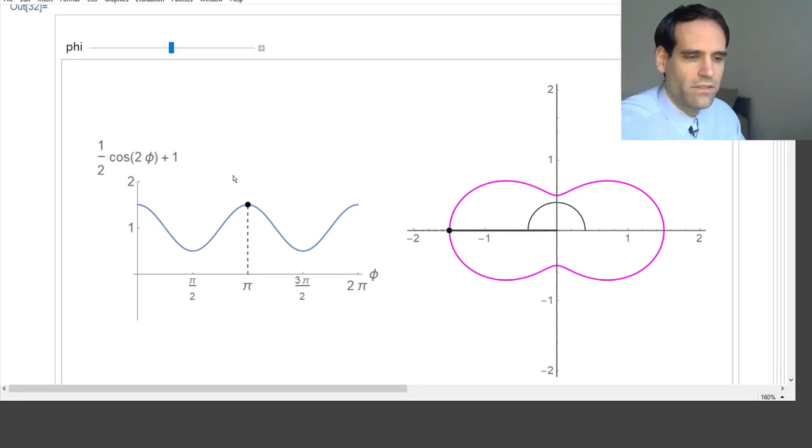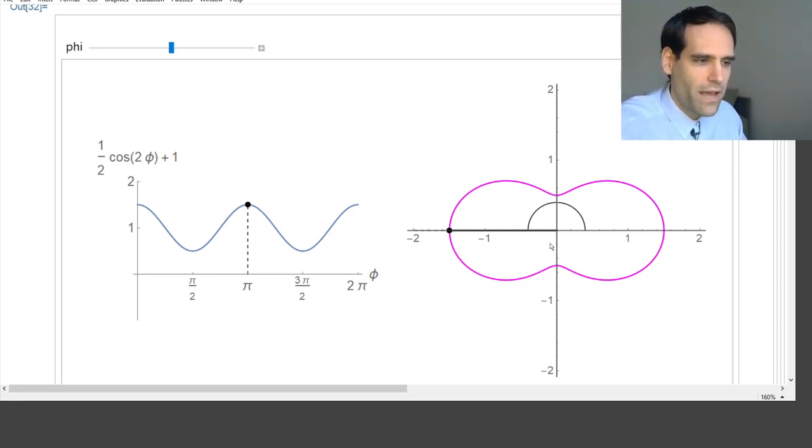So now the angle is equal to pi, and what's the radius equal to? Well, the equation is that rho equals 1/2 cosine 2 phi plus 1. So we substitute phi equals pi. Cosine of 2 pi is 1. So this is 1.5. So indeed you can see that the radius, which is the vertical axis here, is 1.5. Yeah. And that is also shown on the right hand side.